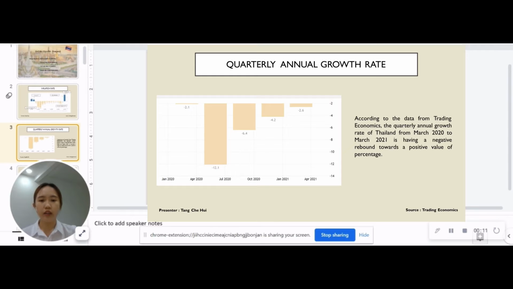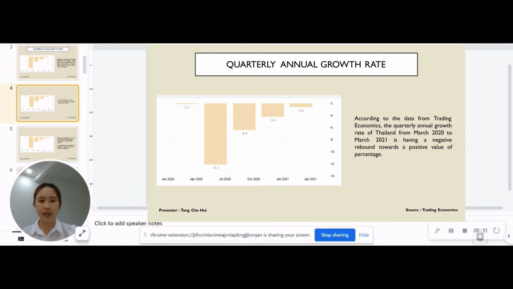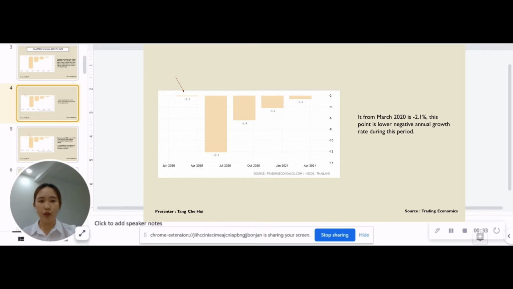According to the data from Trading Economics, the quarterly annual growth rate of Thailand from March 2020 to March 2021 is reverting from a negative toward a positive percentage. For the next slide, we can show this data. In March 2020 it is negative 2.1%, so this point is the lower negative annual growth rate during this time.